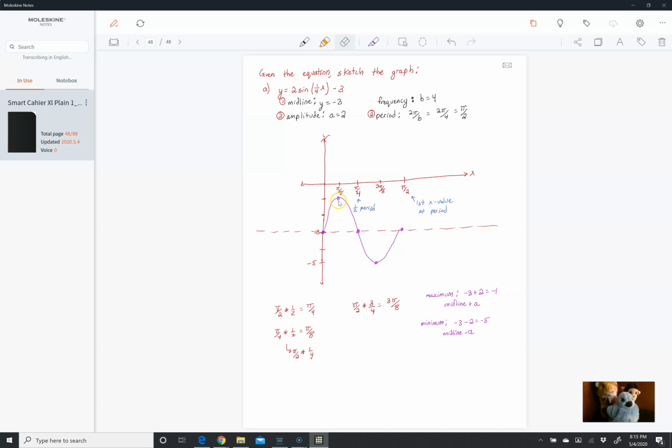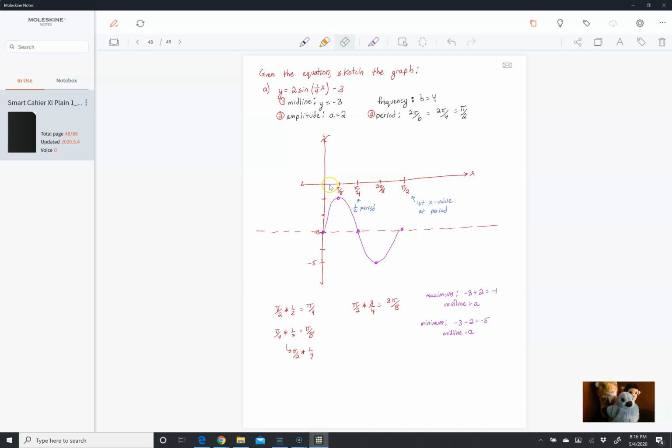In the middle, at the quarter, we're at the maximum. How do we find the maximum? Well, we know that the distance from the midline to the maximum is equal to the amplitude. So we just took the midline and we added the amplitude. Then the distance from the midline to the minimum, we subtract the amplitude. So that's how we found the maximum and the minimum. And then we just connected our points.